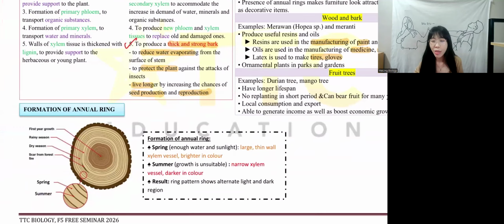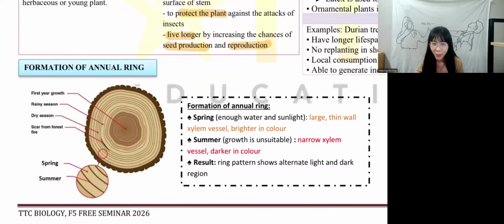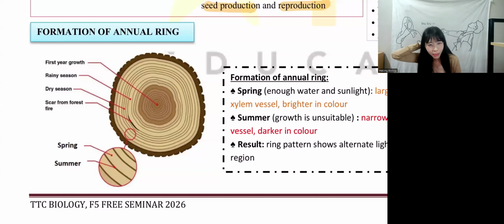Okay, next one is the annual ring. One ring represents how many years? One ring represents 1 year, correct? One ring is 1 year. It's not 10 years. I don't know why, but some people, when they're in primary school, their friends will tell them one ring is 10 years. One ring is only 1 year. How is an annual ring produced?